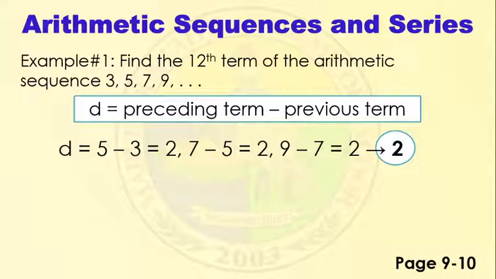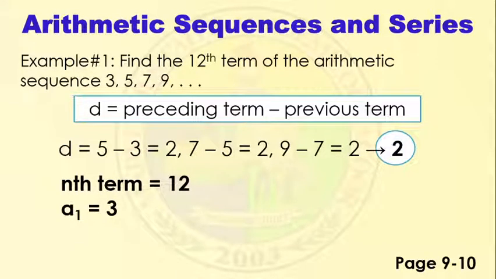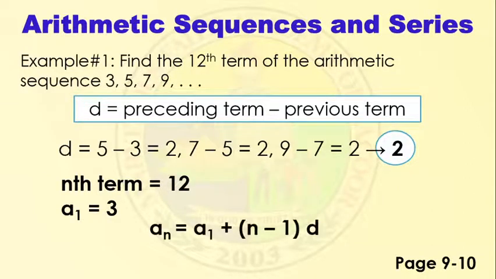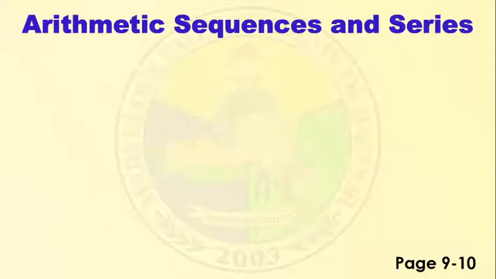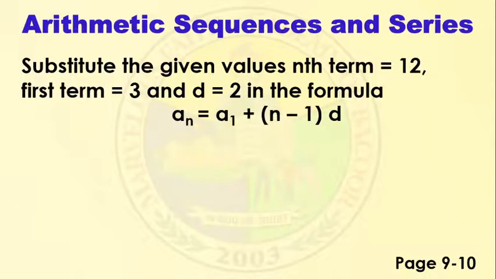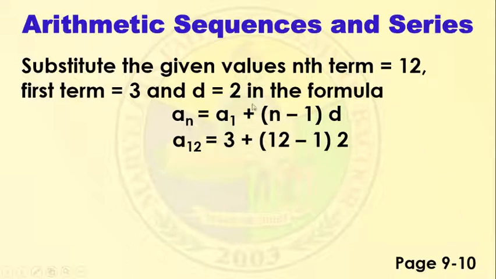Next, identify the n term and the first term. Our n term is 12 and the first term is 3. Substitute the given values in our formula, a sub n equals the first term plus quantity n minus 1 times d. Given na po yung values natin na n term, first term, at common difference. Kung ano po yung term na hinahanap mo, yun po yung n natin dito. Kaya po, a sub 12 yan kasi 12th term po yung hinahanap.